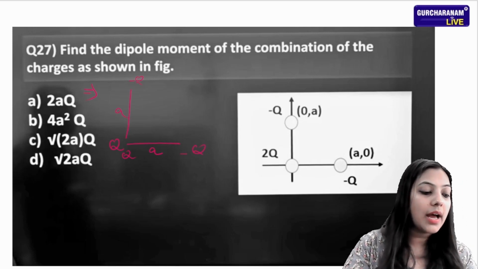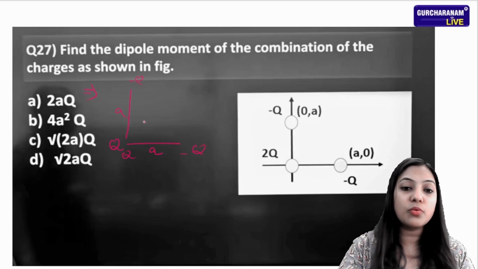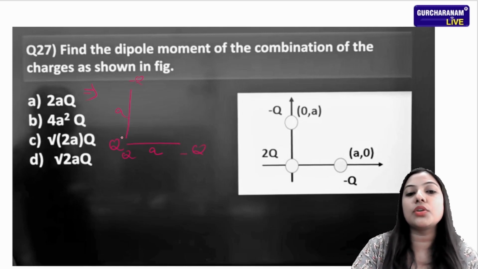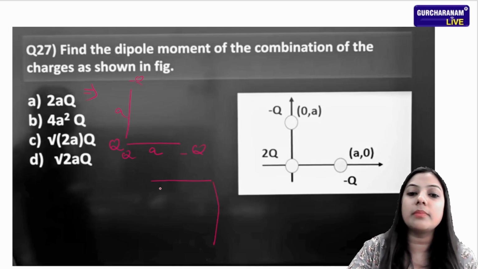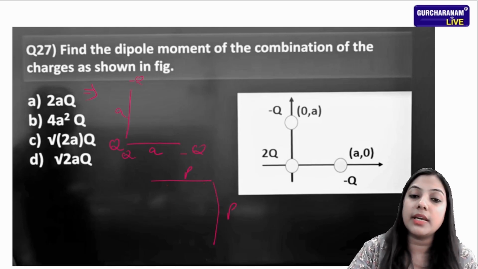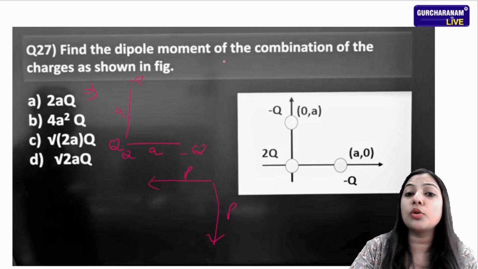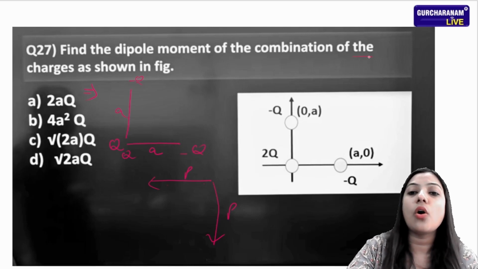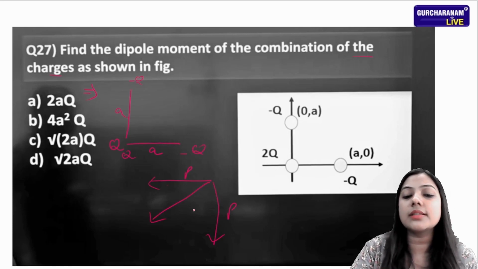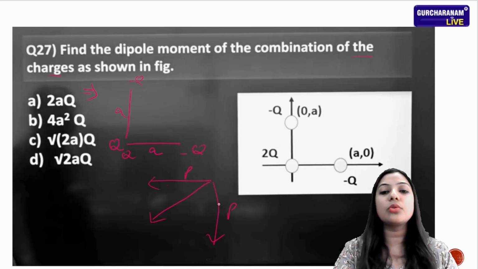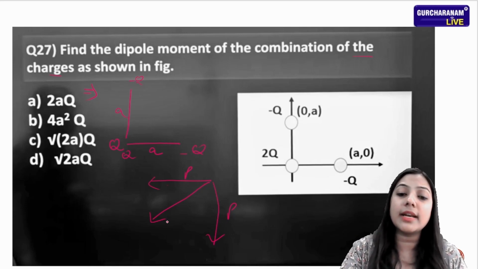So we know that the dipole moment between this Q and minus Q and Q and minus Q is P. Okay, the dipole moment between these two charges is P, and these two charges is P. So what we have to find? We have to find the dipole moment of the combination of the charges. That means we have to find the net resultant of this dipole moment. Due to both these dipole moments, we have to find the net dipole.